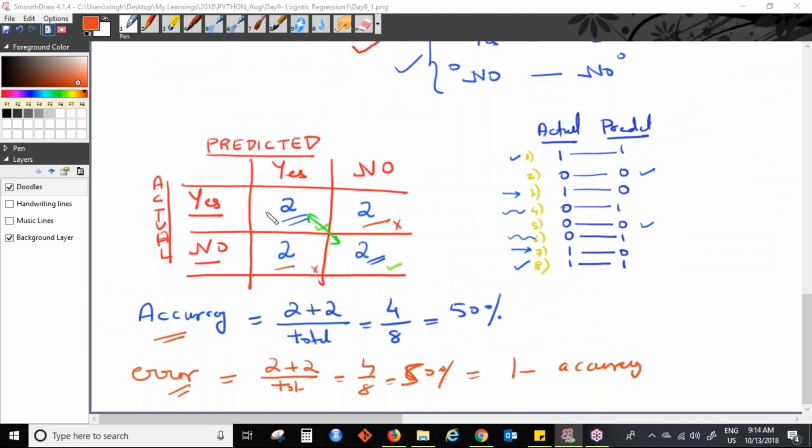Okay, we prepare this table, and from this table we find out the accuracy or the error parameter. Now this table has a name to it. This table is called confusion matrix, or confusion table, or it is also known as contingency table. Okay, but more popularly known as confusion matrix. You will see why it is given the name confusion.